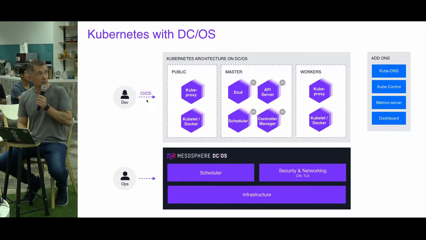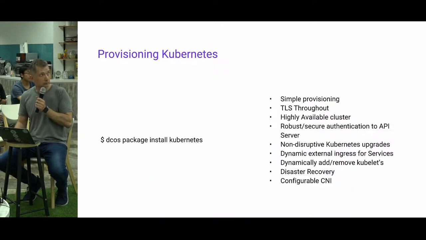And regarding CI/CD pipelines, there's no difference whether your Kubernetes is running on DCOS or somewhere else. So to provision Kubernetes, yes, dcos package install kubernetes. So simple provisioning, TLS everywhere. A highly available cluster, secure authentication to APIs. Non-disruptive Kubernetes upgrades, nicely upgraded. The control plane is upgraded first and afterwards the kubelets one by one.